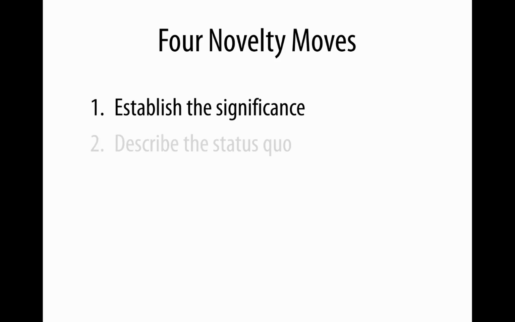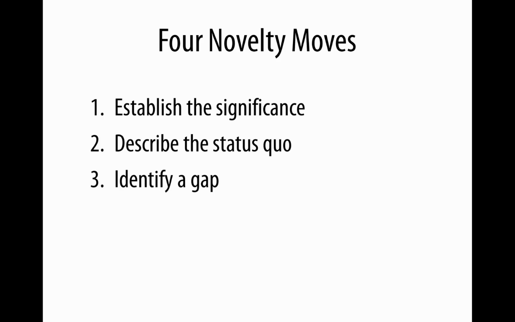To sum up, the 4 novelty moves are: establish significance to raise the stakes, describe the status quo to set the context, identify a gap to add conflict to your story, and fill the gap with your project to resolve this conflict. You'll often see these moves used in other presentations and papers, though you may sometimes see them in a different order, or even with 2 of these moves combined into 1.